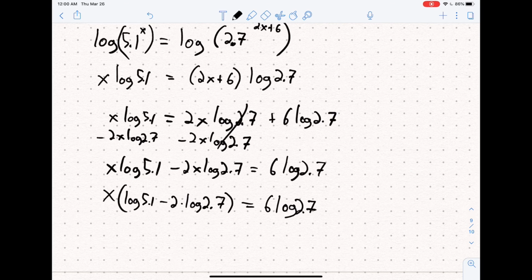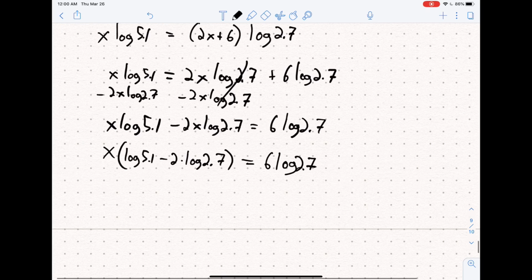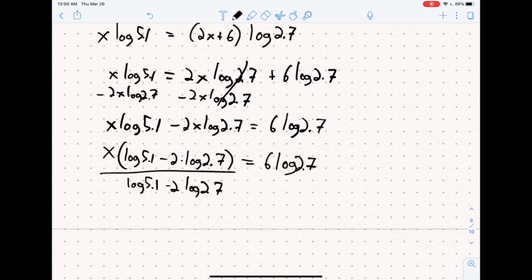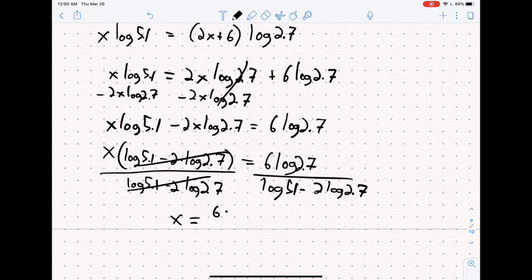And the last step is to get that x by itself. We divide by the stuff in parentheses. So we divide by log 5.1 minus 2 log 2.7. And we do it on the right-hand side also. Log 5.1 minus 2 log 2.7. On the left, these cancel. And in the end, we get that x is equal to 6 times log of 2.7 over log of 5.1 minus 2 log of 2.7.